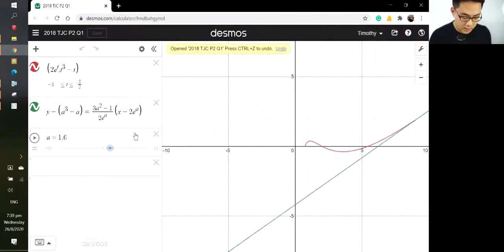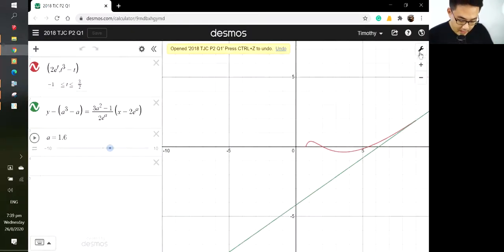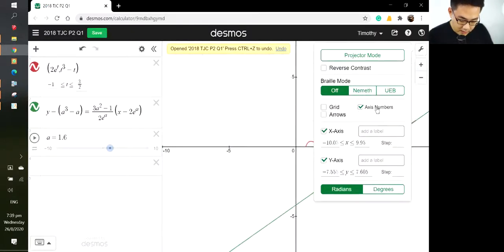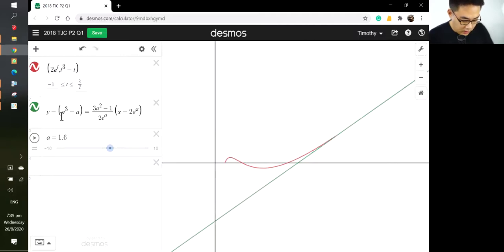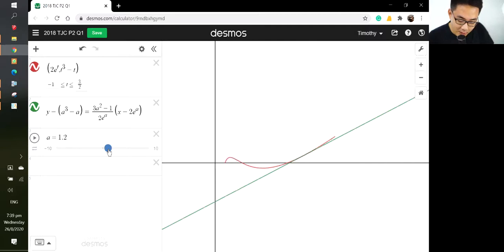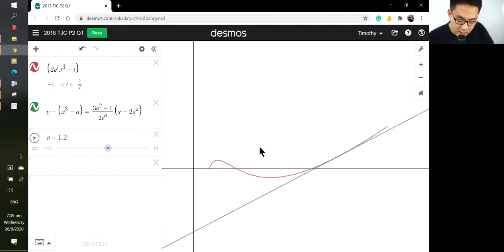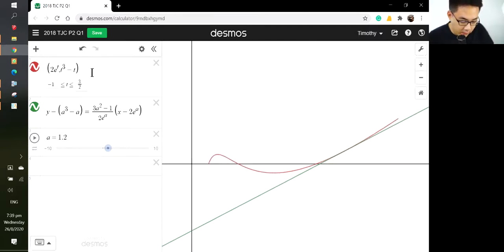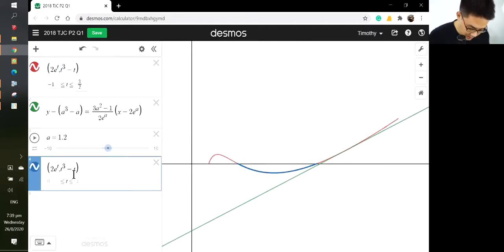There you go. So you see here, how it works is like that. You need to understand that this is the equation of your tangent. With different A, you see that if A is 1.2, it will just take this point here. So if you were to just take this, let me just copy this down. This is A.